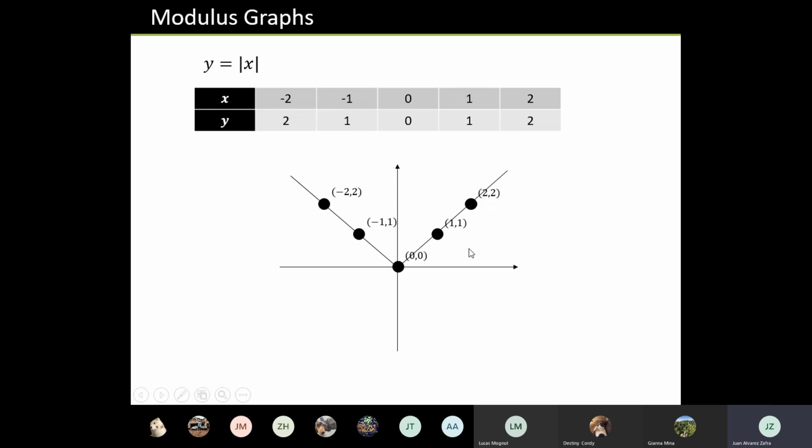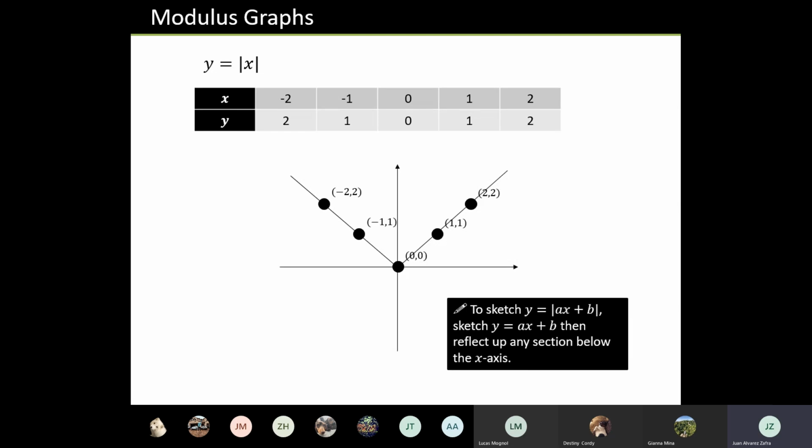Okay, so that's the modulus of x. And to sketch in general the modulus of ax plus b, you would sketch y equals ax plus b, and any parts that are above the x-axis you leave, any parts that go below the x-axis you reflect to go back above to make them positive.